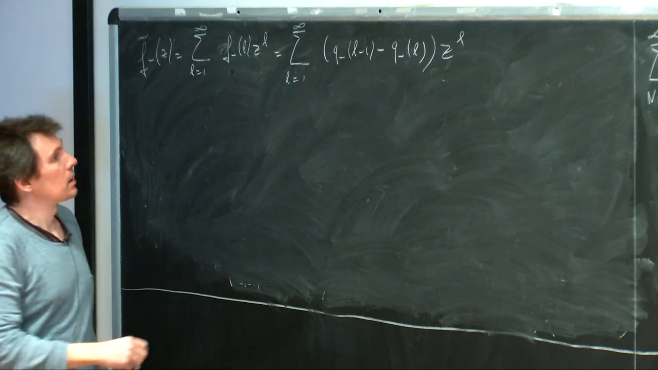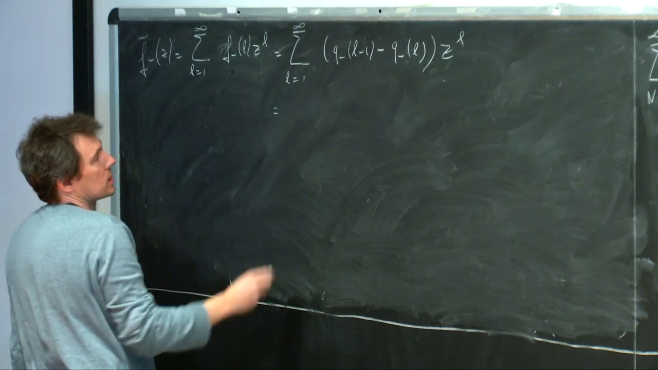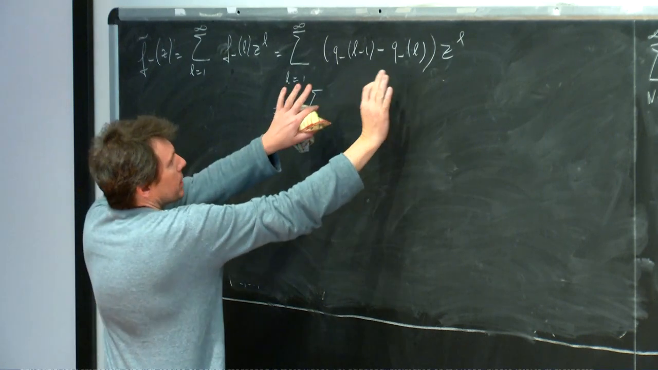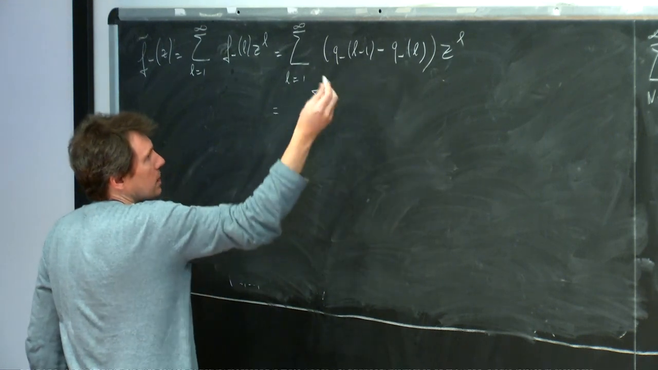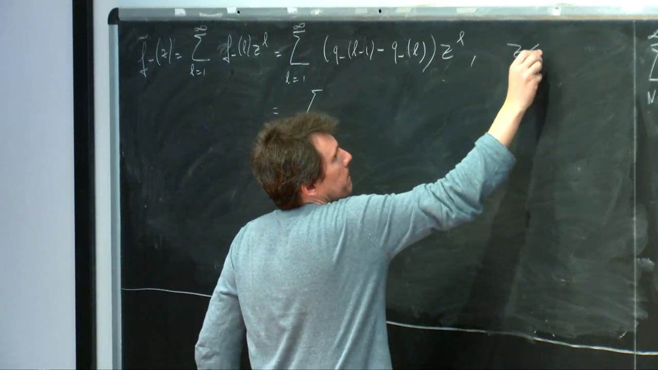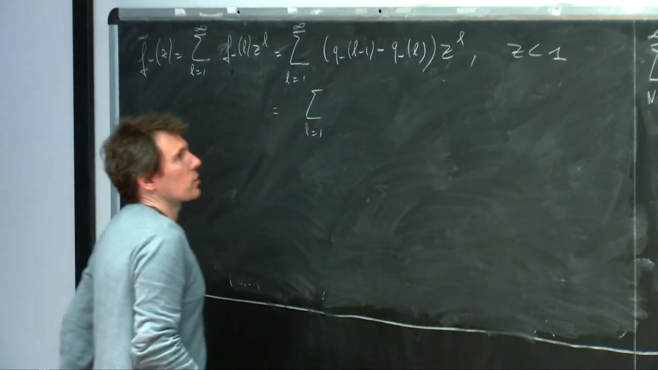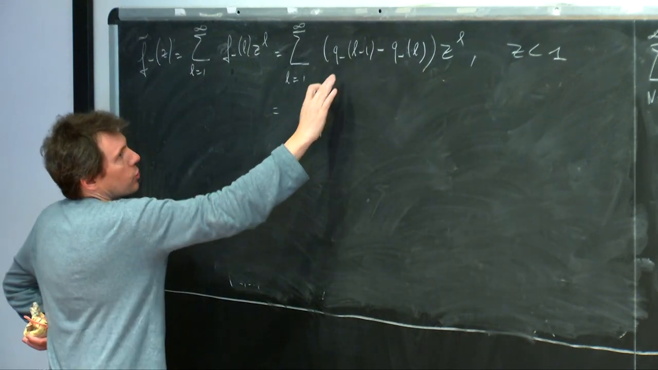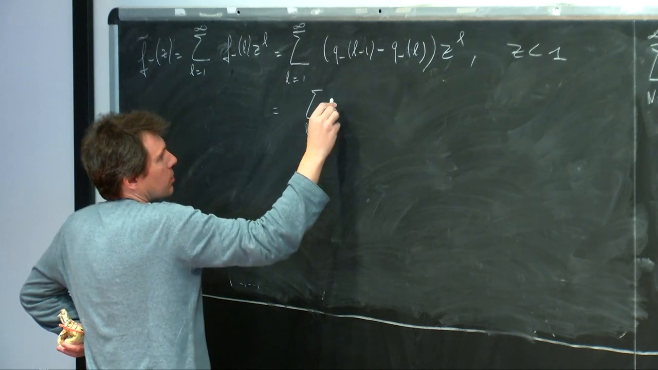Is that fine? So let's see what it gives. So you see here, I just separate the two sums. They are converging because Z is smaller than 1. So the radius of convergence is fine. And then, okay, I want to write this first term, I can write it this way.